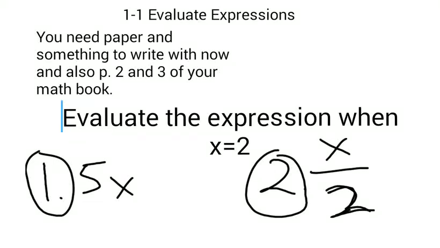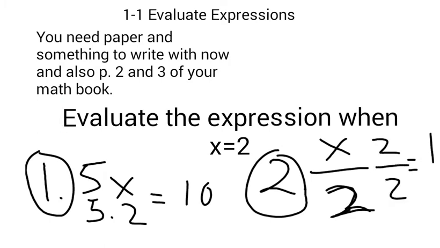Evaluating expressions. You need your book open to page 2 and 3. When the directions say evaluate the expression when x equals 2, it means substitute 2 in for x and get an answer. Number 1 says 5x, so that means substitute 2 in for x, which would be 5 times 2, which equals 10. Number 2 says x divided by 2, substitute 2 in for x. 2 divided by 2 equals 1.